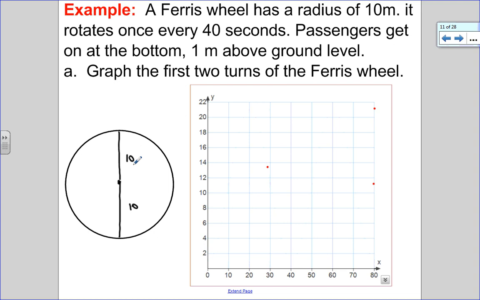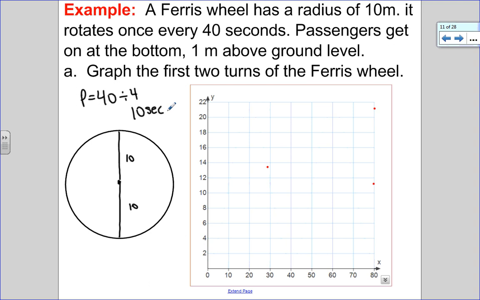So we saw in the last question, I know that's the amplitude because that's how much it varies from the low to the middle to the high. Now it rotates once every 40 seconds. Okay, that's my period. Now, if I take my period and I divide it by 4, because remember all of the graphs, sine and cosine, are split into quarters. What that means is that every 10 seconds, something important will happen.